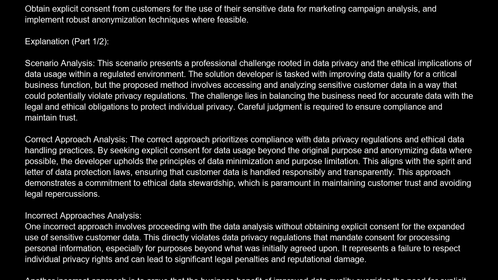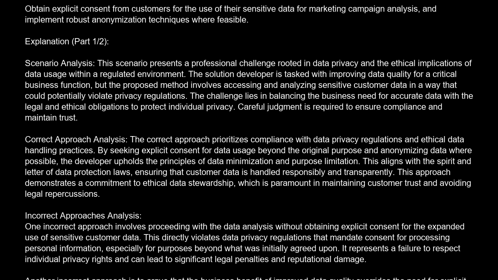By seeking explicit consent for data usage beyond the original purpose and anonymizing data where possible, the developer upholds the principles of data minimization and purpose limitation. This aligns with the spirit and letter of data protection laws, ensuring that customer data is handled responsibly and transparently. This approach demonstrates a commitment to ethical data stewardship, which is paramount in maintaining customer trust and avoiding legal repercussions.